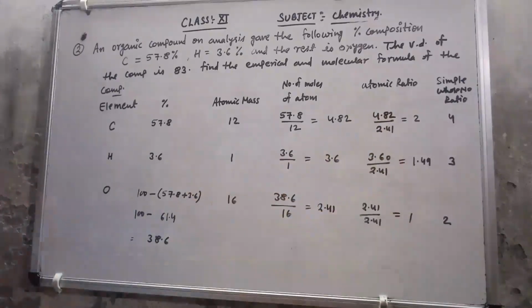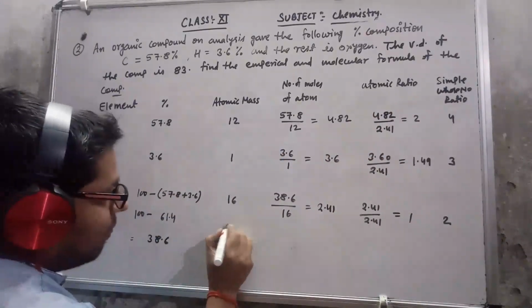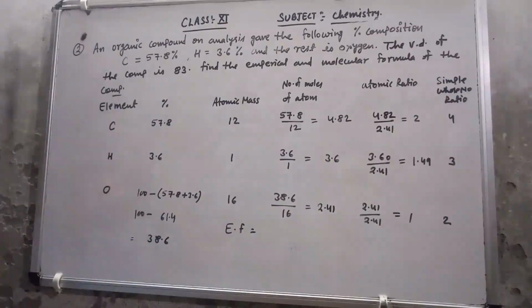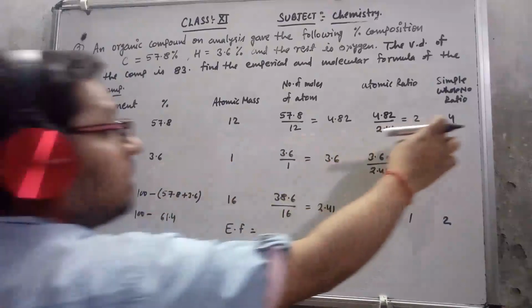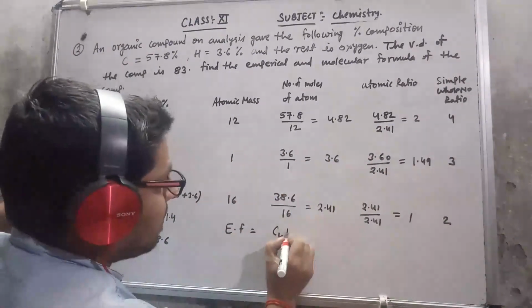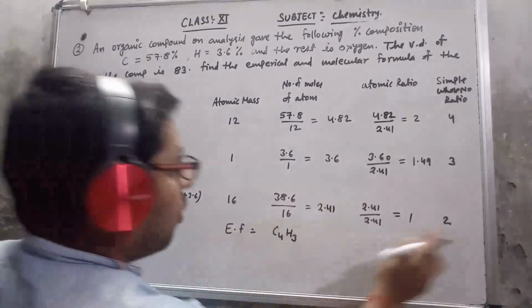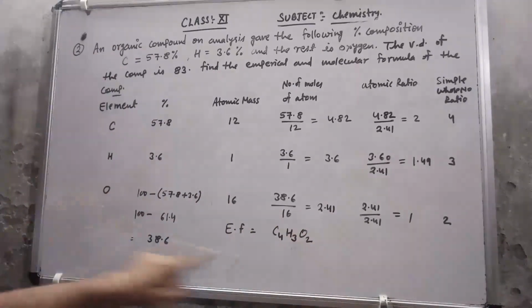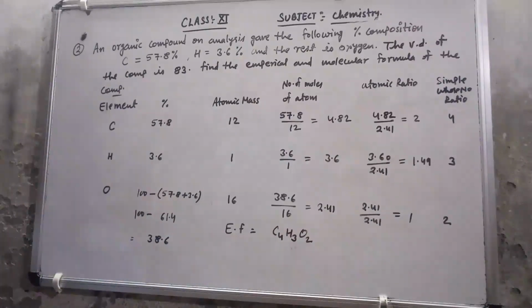It means this gives us the empirical formula. So what is the empirical formula here? The empirical formula is C4H3O2. Now we need to find the molecular formula.